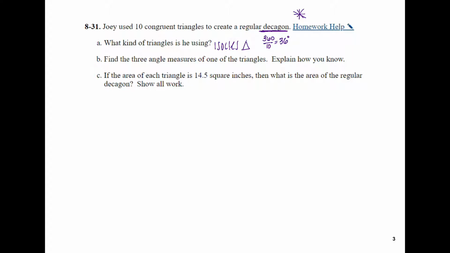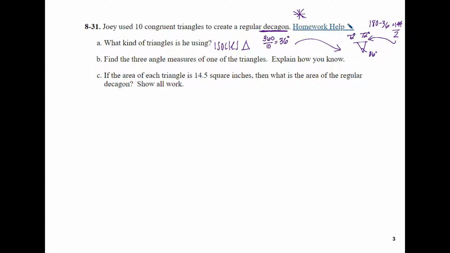Find the 3 angle measures of one of the triangles. So when we think of our 10-sided figure, we take 360 and divide it by 10 to find out that the central angle is 36 degrees. I then know that my base angles have to be the same, so I'm going to take 180 minus 36. 180 minus 36 gives me 144. When I divide 144 by 2, I know that my base angles are 72 degrees each.